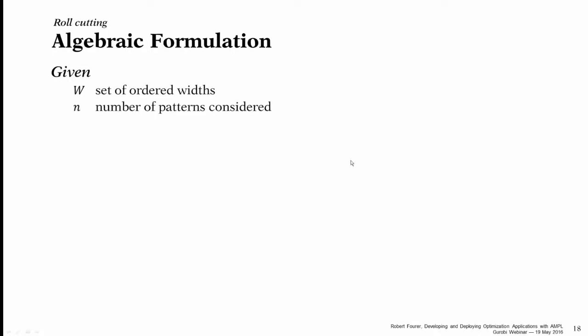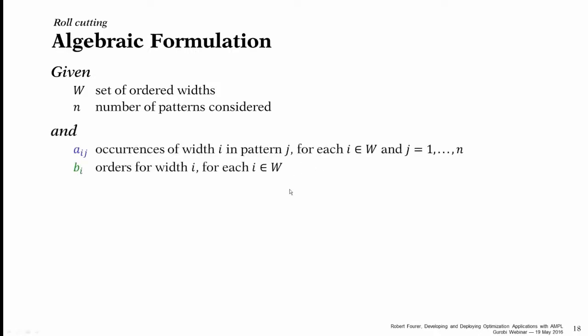That, remember, is what algebraic modeling languages are all based on. So here's the algebraic mathematical formulation. We're given a set of widths that have been ordered, and one parameter, a number of patterns to be considered. So the number of patterns that I'm considering cutting, and additional data for each width and each pattern, the number of times that width occurs in the pattern. So you can think of this as the pattern table. That defines all the patterns. It says for each pattern how many of each width are in it. And this b_i here is the number of orders for each width. So together, this is algebraically describing all the data that are going to be in this problem.